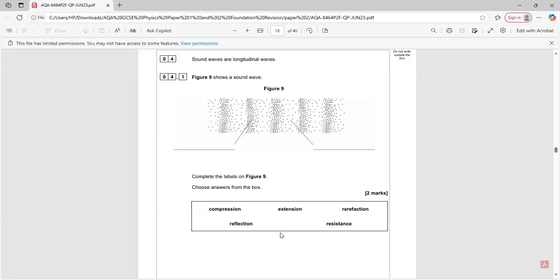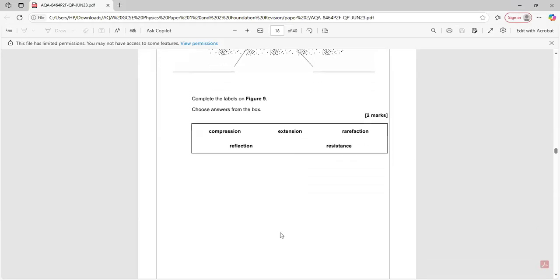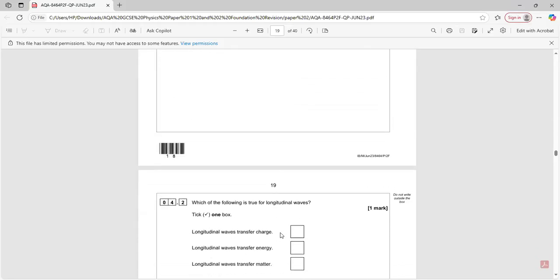It says compression and rarefaction. Oh my goodness. Okay. So yes, I was not too sure about it. That's why I said you should check the mark scheme. Okay, rarefaction. That's fine.